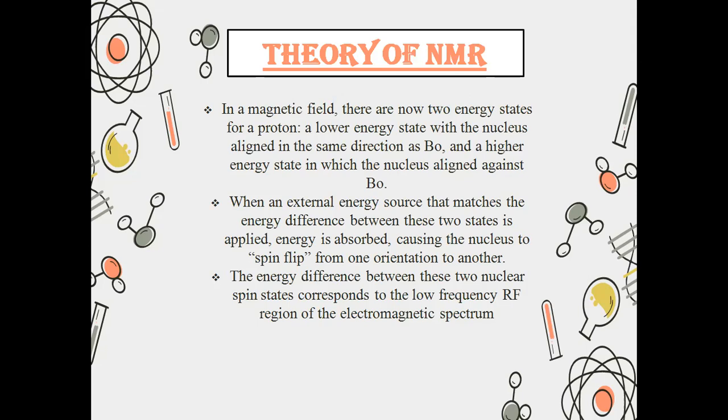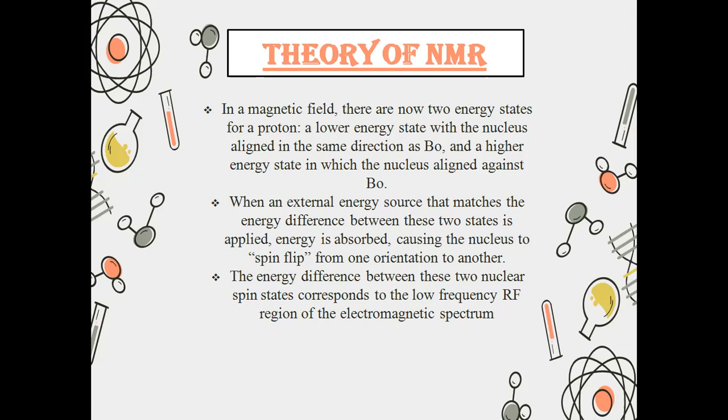When it is in the lower energy state, it will align itself in the same direction as B naught, as it does not have much energy to align itself against the external magnet. So it will be in the same direction as that external magnetic field.